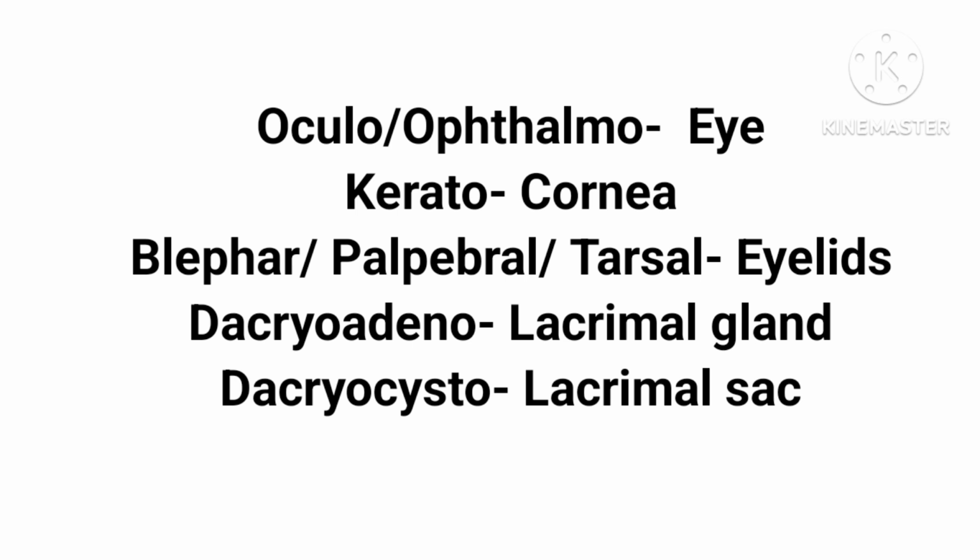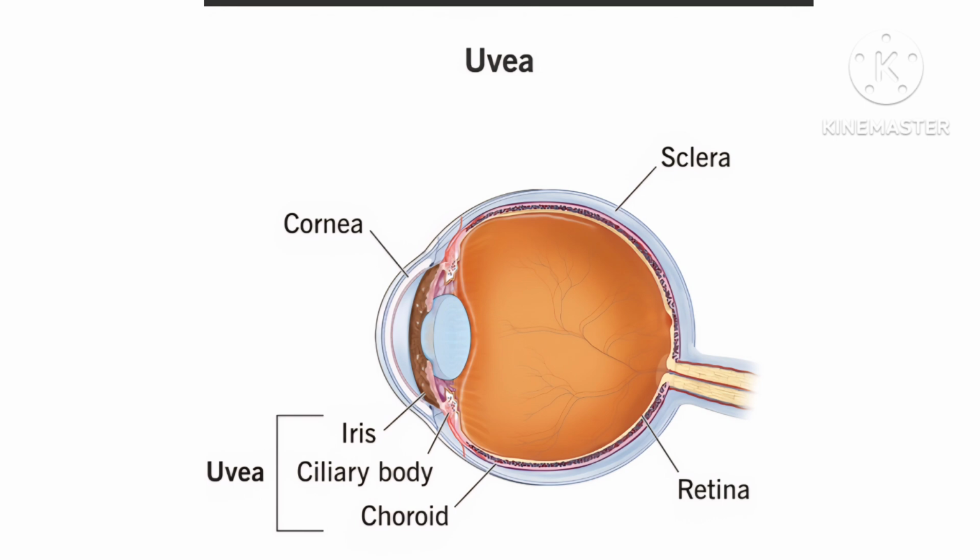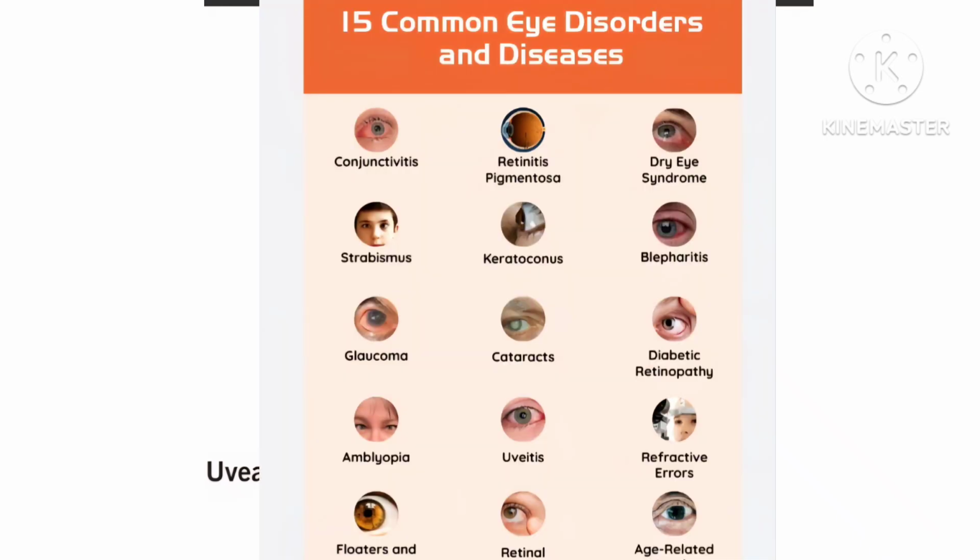So like that, there are some medical terms. Hope these terms will be helpful for you to learn this chapter. And one more thing I forgot to mention, there is a structure called the uvea. You could have heard about this disease called uveitis, the inflammation of the uvea. Uvea is the central portion of the eye which includes the iris, choroid and the ciliary body.